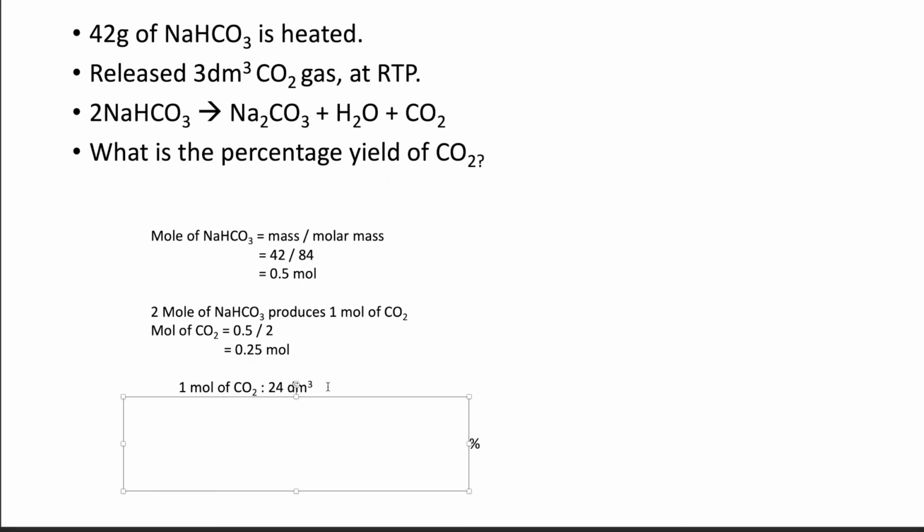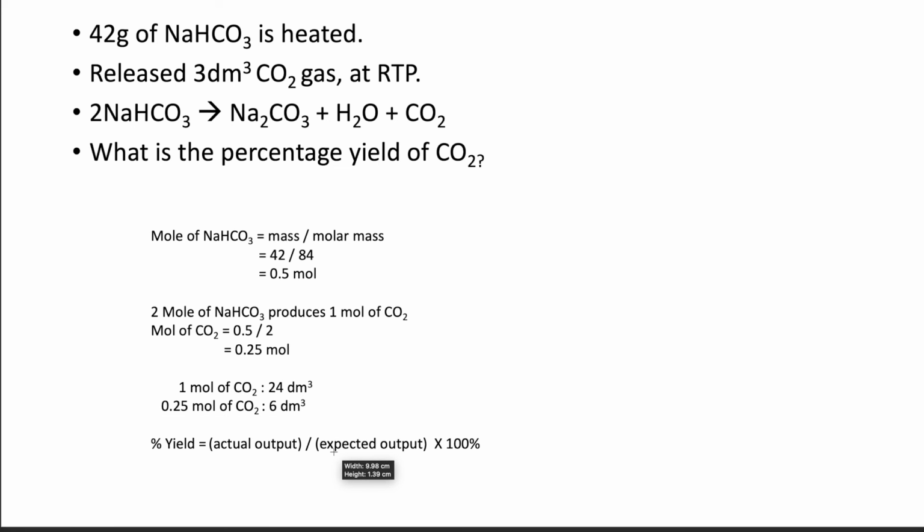So remember that 1 mole of any gas at room temperature pressure is 24 dm cube, and 0.25 mole will give you 6 dm cube. This will be your expected output. So your percentage yield will be actual divided by expected. You will get this 50%.